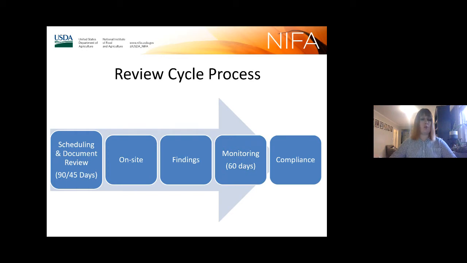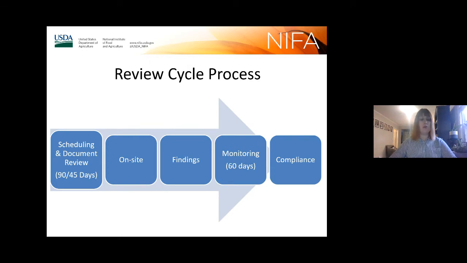So the scheduling letter is just your formal notification that the compliance review is happening, and the document request is our detailed list of documents, data, and information that we need you to send us for our review ahead of the on-site. And your responsive documents will be due 45 days after you receive the scheduling letter and document request, which is also going to be 45 days before the on-site.